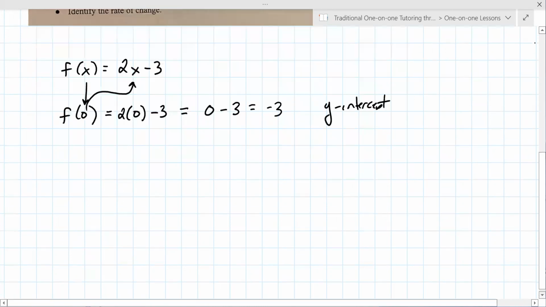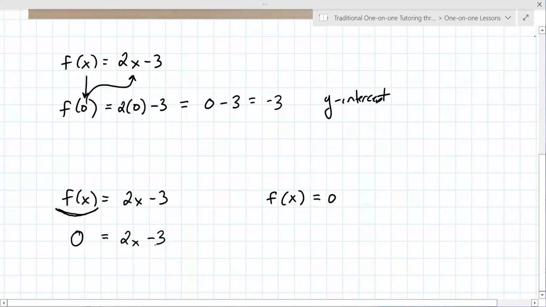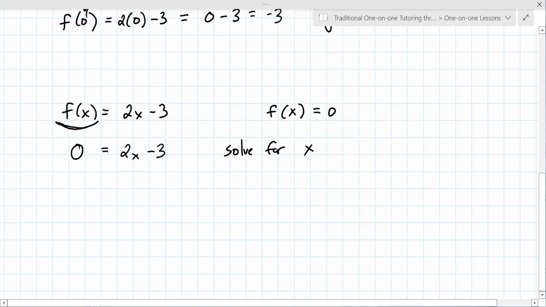Now, again, f of x equals 2x minus 3. But this time we want where f of x equals 0. So what we're literally saying is this f of x is going to be replaced with 0. And now we're going to solve for x. How do we do that? We did this a lot last time we met before summer. This is a two-step equation.